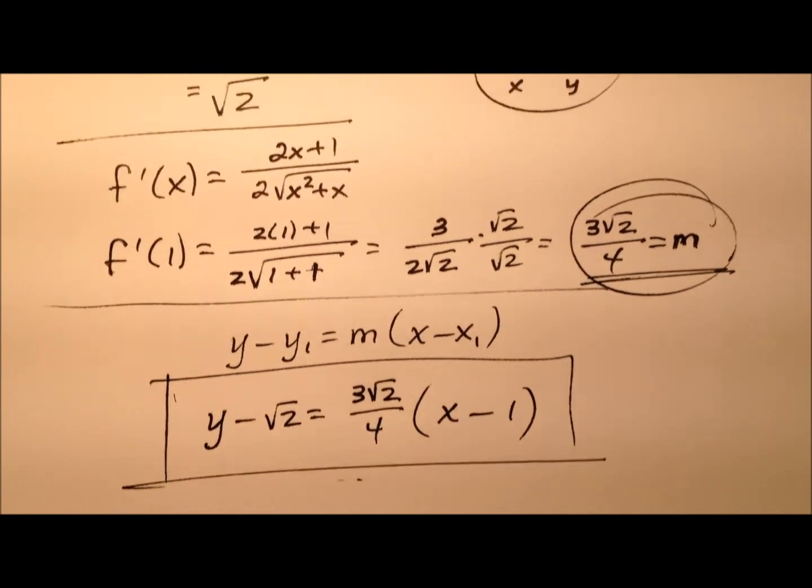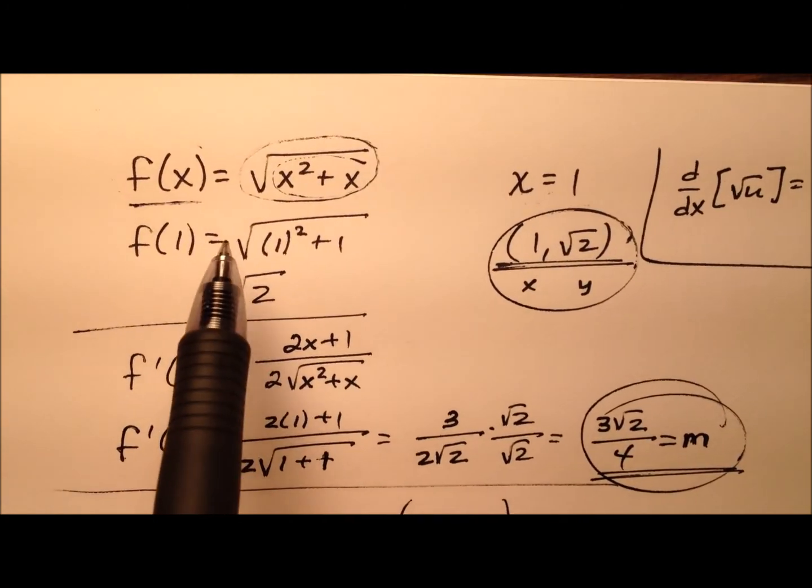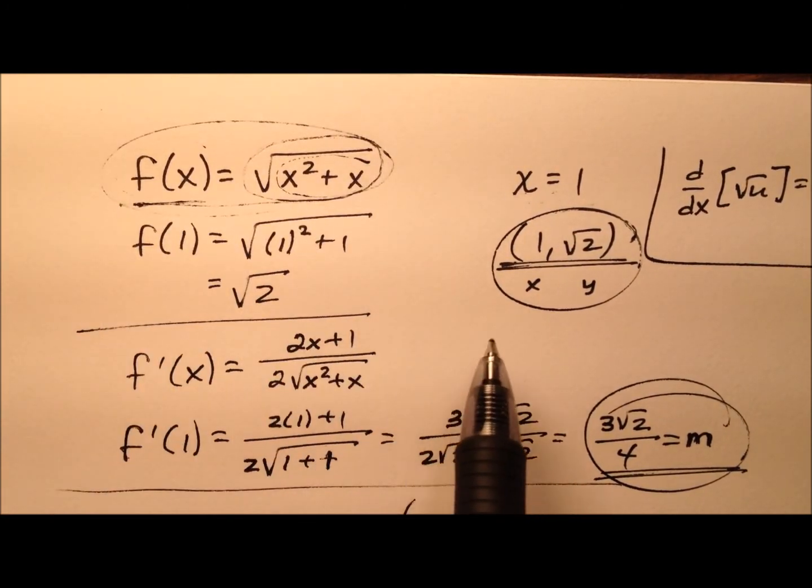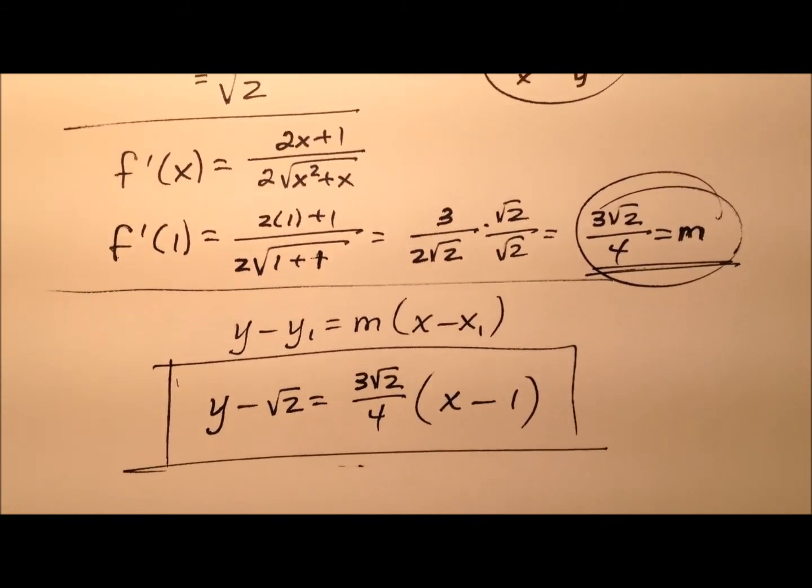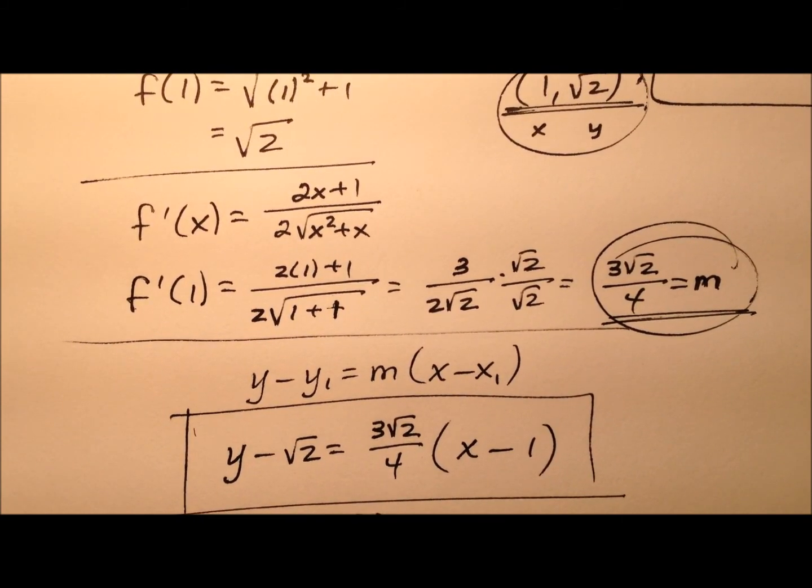Let's go ahead and take a look at the graph as well. Here is our original function, and our value of x was x equals 1, and here's the equation of that tangent line.